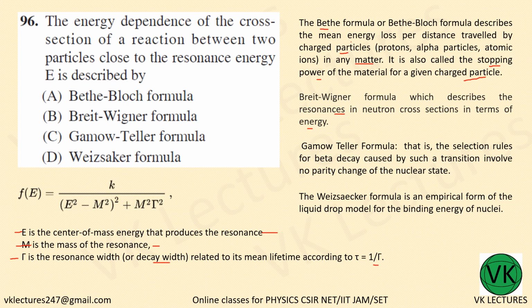Now option C is Gamow-Teller formula. This is a selection rule, or you can also say it as the Gamow-Teller rule, used for beta decay for the transition involving no parity change. There is no parity change for the transition. The option D is Weizsäcker formula. Weizsäcker formula is an empirical formula used for finding out the binding energy of the nuclei in the liquid drop model.